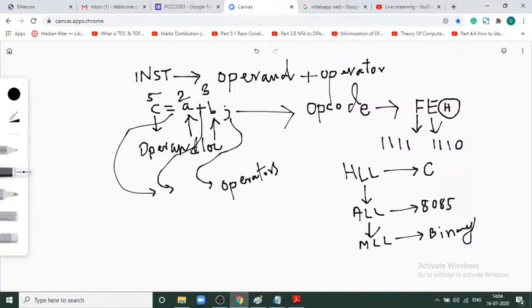So first of all, we write our codes in high level language. For example, C is equal to A plus B semicolon is an instruction written in the high level language, in the C programming language, which is an example of a C programming instruction. Then this instruction is converted into an assembly level programming language. For example, A plus B equal to C. I can write it in this way.